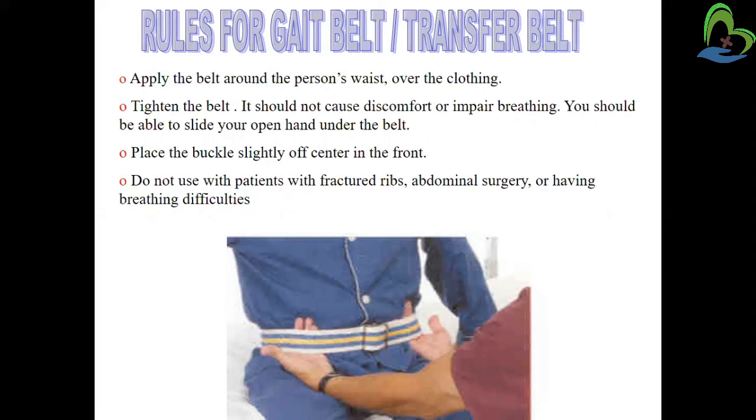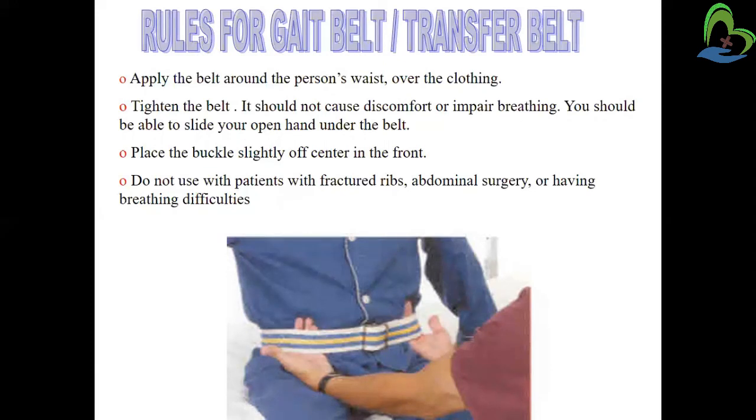Then you should be able to slide your open hand under the belt. So as shown in the image, our hand should be under the belt. One hand should be under the belt. This is the measurement of the tightening of the belt. Then place the buckle slightly off center in the front.